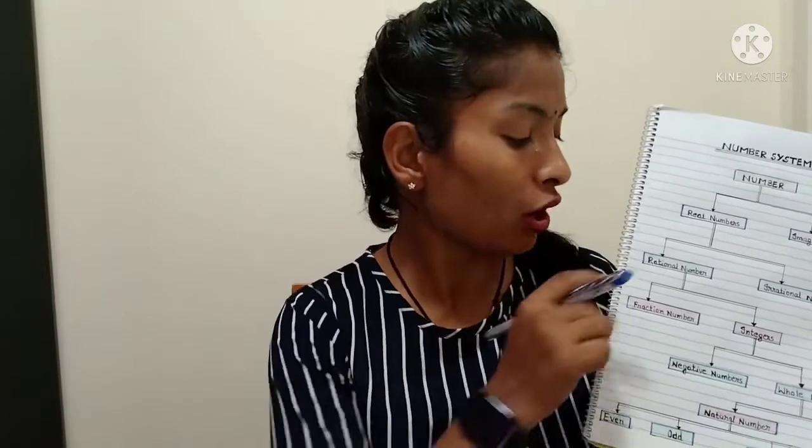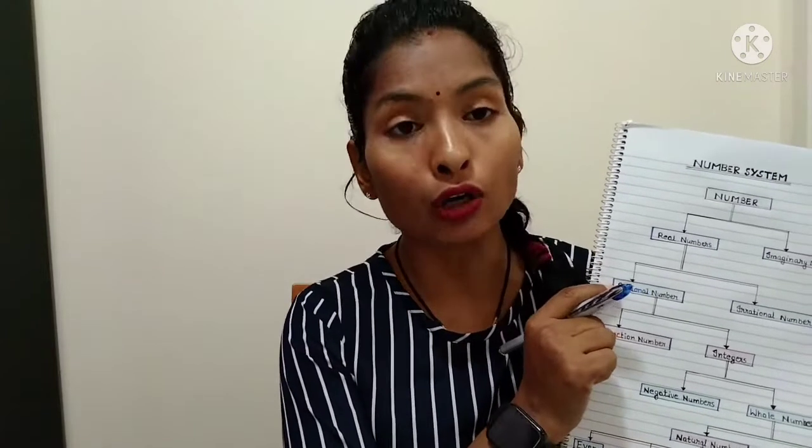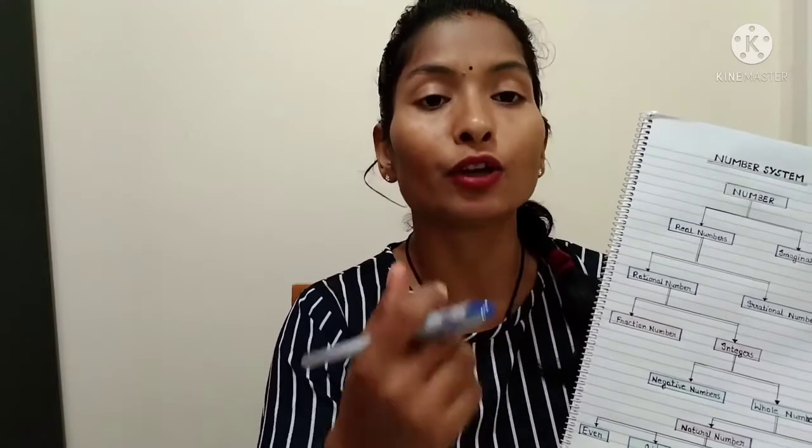So here we can say all fractions are rational numbers, but all rational numbers are not fractions. Only positive rational numbers are fractions. And the decimal expression of rational numbers is always terminating or non-terminating repeating.